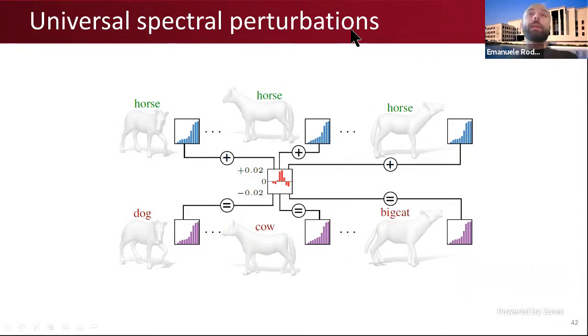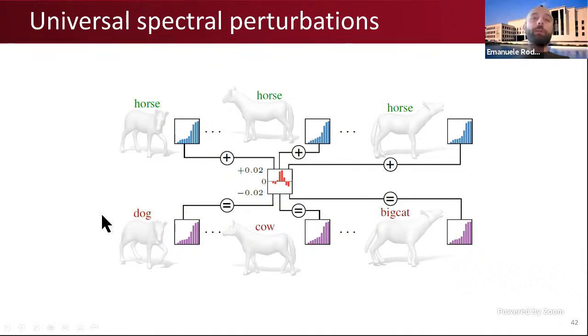We apply adversarial perturbations on the Laplacian eigenvalues of the shapes. So imagine you have a collection of horses, different poses, different orientation, different scale. You compute the eigenvalues. You look for the unique perturbation of the spectrum such that when you add it to all the spectra, so the same is added to all the spectra, you get perturbed spectra. And then if you resynthesize the shape from the perturbed spectrum, then you get a misclassified shape.